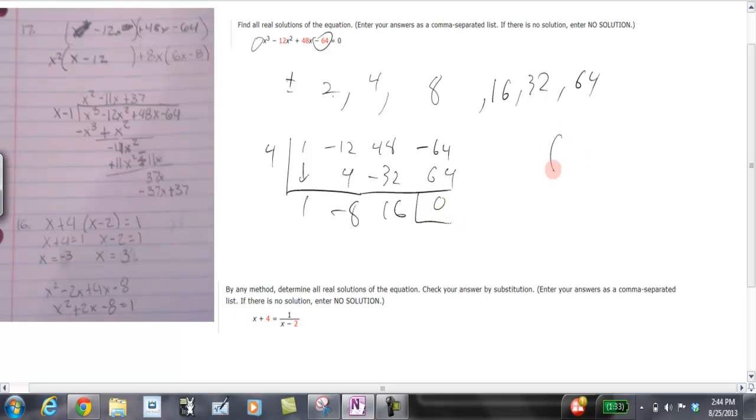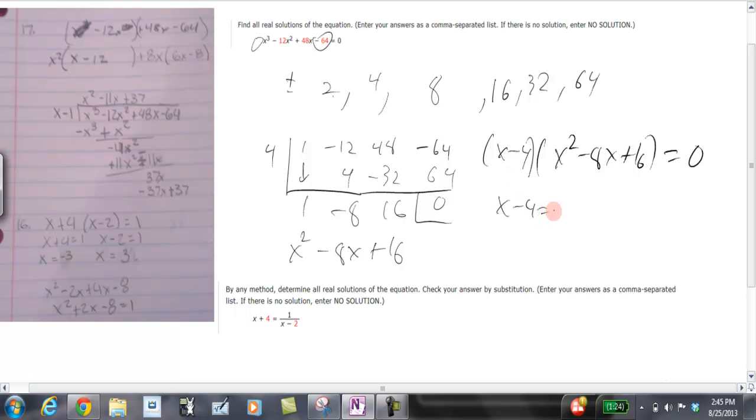So I have to remember, this is really the factor x minus 4. Let's rewrite the whole thing. Now I'm going to get x minus 4, and I'm left with x squared minus 8x plus 16. So now we've done our factoring, and I'm able to solve these separately. Where x minus 4 equals 0, I get x equals 4. And over here, I just have a quadratic, so you can solve it by factoring, quadratic formula, or whatnot. So I now know one of my answers is 4.